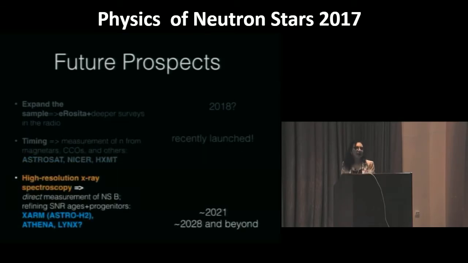And last but not least, high-resolution X-ray spectroscopy, which we tasted with a very brief phase of Hitomi. This is going to be important because, one, for this particular science, it will allow a direct measurement of the magnetic field, not just the dipolar component from cyclotron features, as well as, in terms of the SNR associations, it will allow us, one, to refine the ages, and two, to constrain the progenitors of these objects from accurate abundance measurements and comparing them to nucleosynthesis models, and then address the diversity of neutron stars to the diversity of supernovae, core collapse supernovae. So now NASA and JAXA are committed to launching a recovery mission, the X-ray Astronomy Recovery Mission, also referred to as XARM, Astro-H2, by 2021, followed by ESA's Athena and hopefully NASA's Lynx in 2028 and beyond.